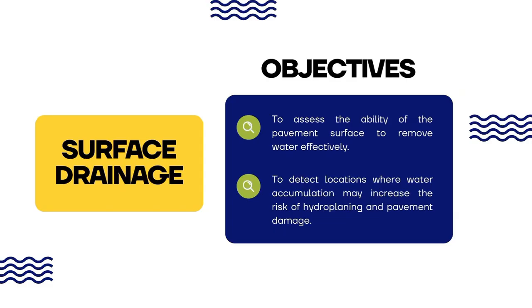The smooth surface is more likely to lose skid resistance in wet conditions compared to the rough surface. The last test for our evaluation and enhancement of road safety features is the road surface drainage test. The objective of this test is to assess the ability of the pavement surface to remove water effectively, and to detect locations where water accumulation may increase the risk of hydroplaning and pavement damage.